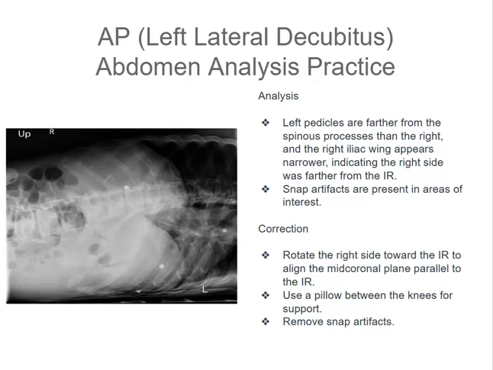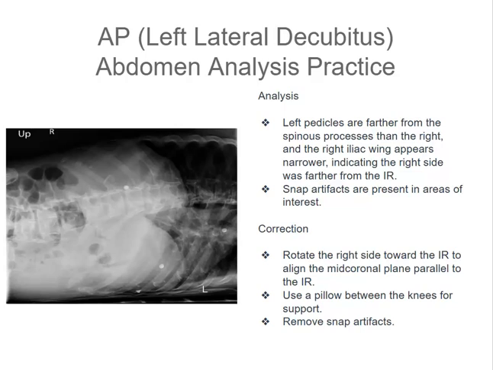Also, there are a lot of artifacts on here. These are snaps. It looks like they're snaps from EKG leads. Please remove them. If they're not attached to anything and you don't need those on there, they could be obscuring some type of pathology, and we don't want to do that. We want the radiologist to have all the information.